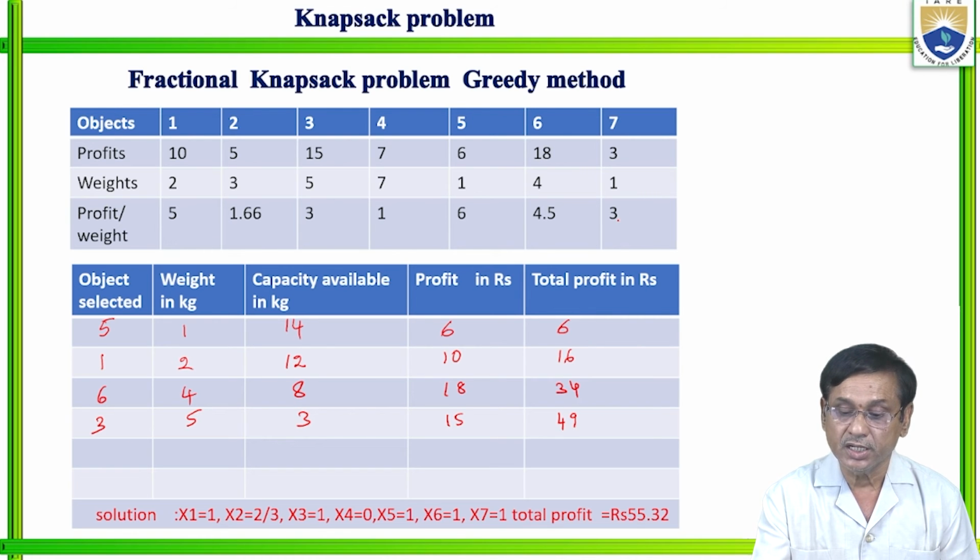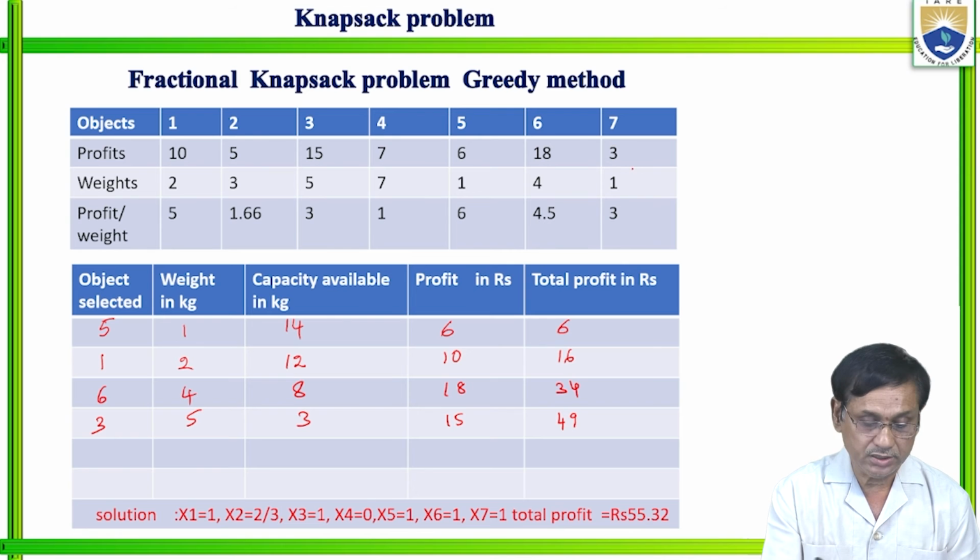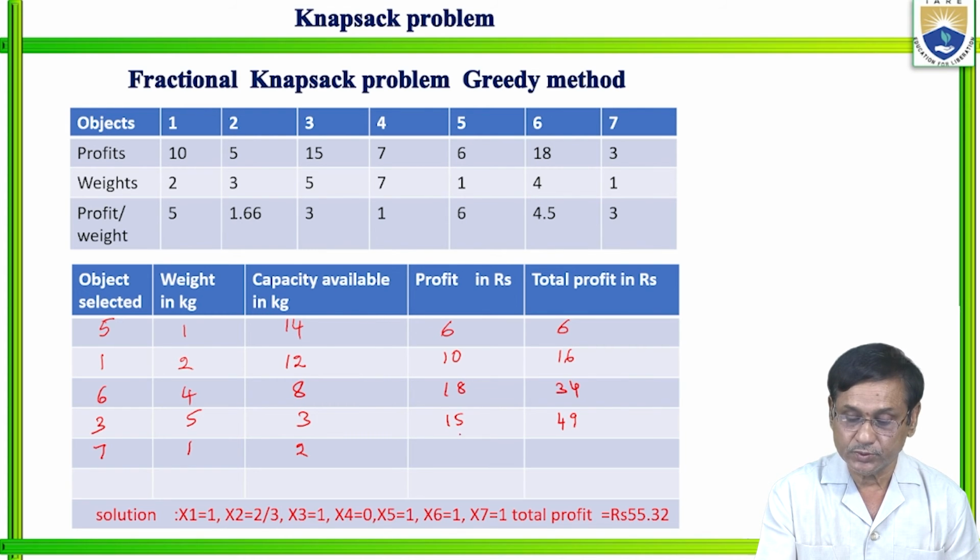Then we can consider this one, which is 3. So object 7 is included here and the weight is only 1 kg, so the balance becomes 2. The profit corresponding to this is 3, and the total is 52.